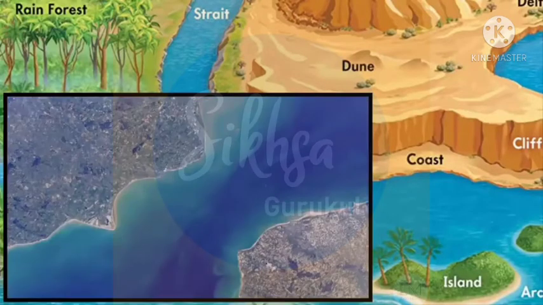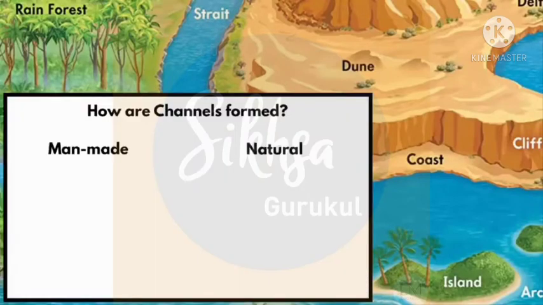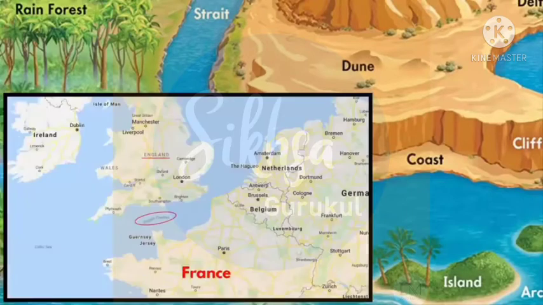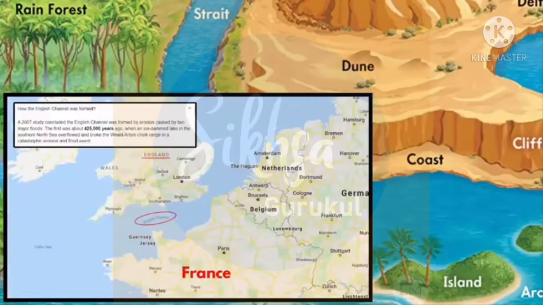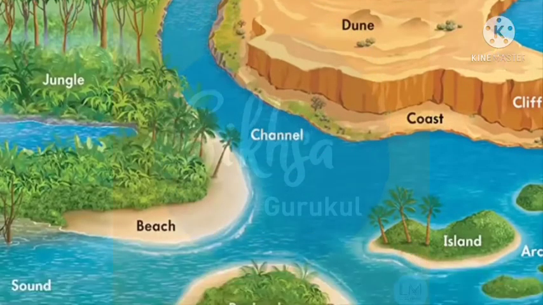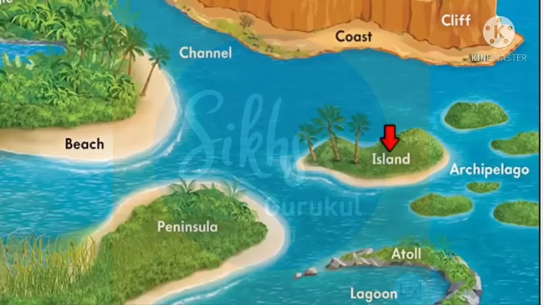Around the world, you will find both small as well as big channels. That means channels are created both naturally as well as by humans. Natural processes include tectonic activity, carving of landmass due to glaciers, and overflowing of water bodies. Man-made processes include digging up the land so that large ships can pass through them. A good example is the English Channel. It separates southern England from northern France. In India, we have the 10-degree channel that separates the Andaman Islands and the Nicobar Islands from each other in the Bay of Bengal. Let's go to the next landform, islands.